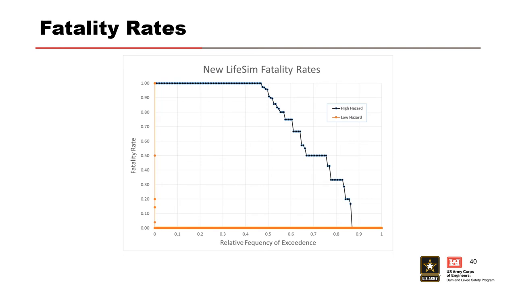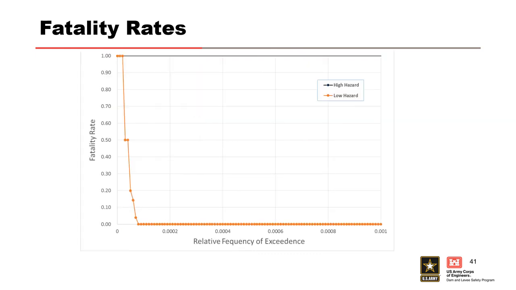So every dot that you can see, what you see there is a bunch of dots, represents a specific person or a group of people that were exposed to floodwaters. So this is zooming in, so the low hazard, it looks like it's basically all zeros, but then spikes near one. This is zooming in close to zero there. So we are seeing low hazard life loss. So for example, this was during Harvey.